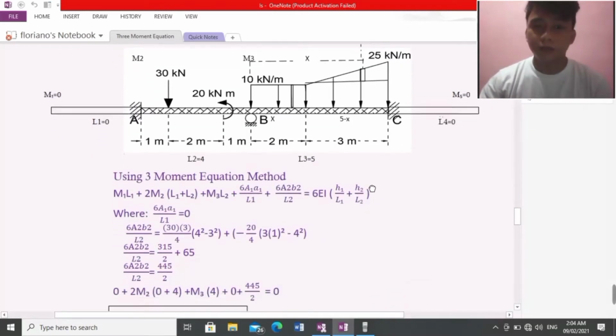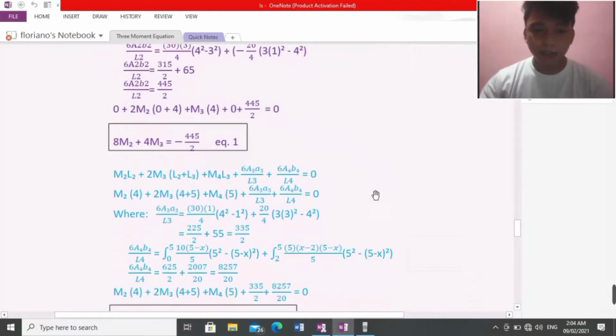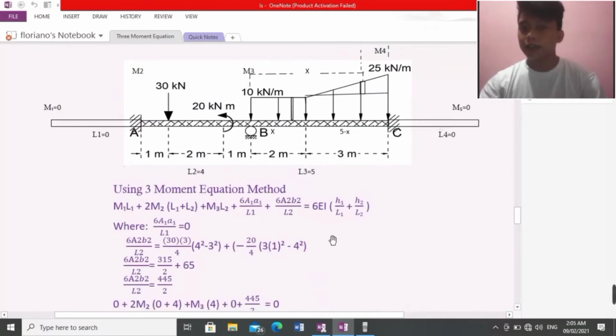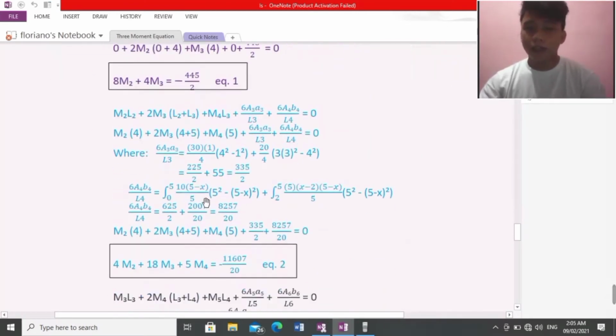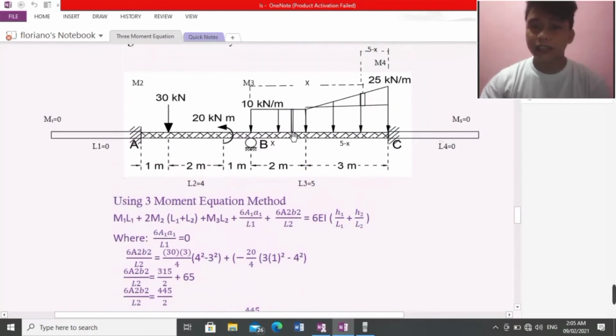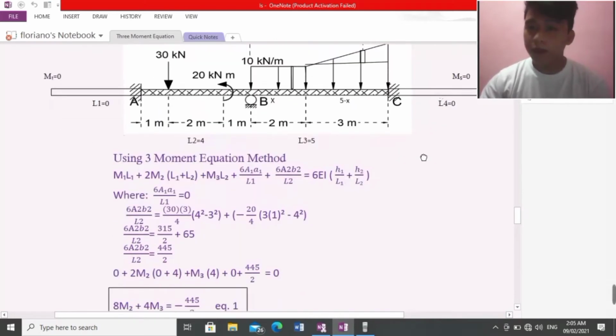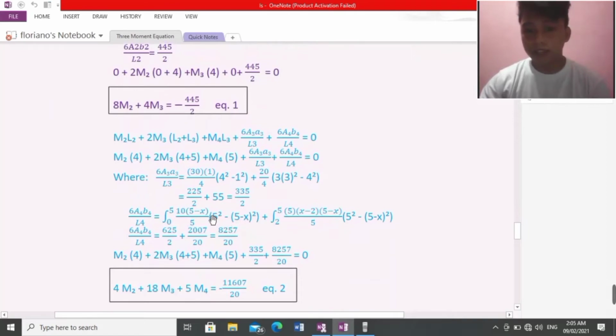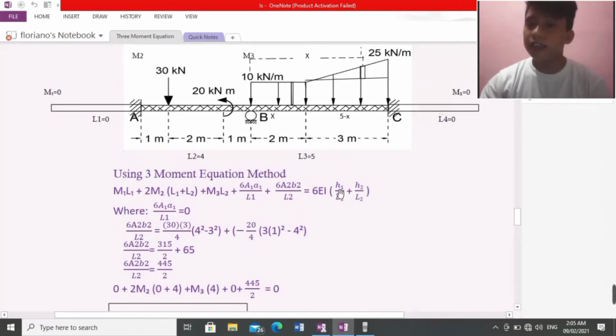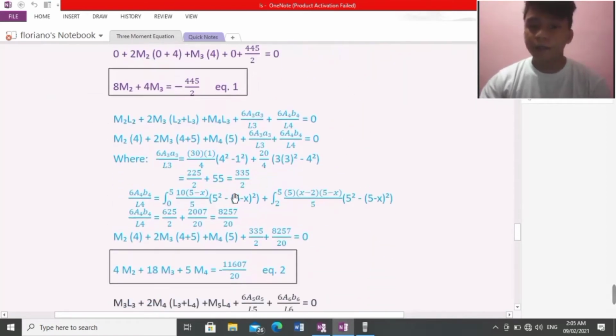So, nakalagay na din yun dito. So, the integral of P, yung P natin is 10, di ba? Sabi ko kanina, yung P is yung 10. So, times kung nasa right siya, dapat yung distance natin is nasa right din. So, dito, nasa right. So, 5 minus x, all over L. Yung L natin is 5, times 5 squared. Yung L squared natin is 5 squared. So, minus the B is 5 minus x squared.